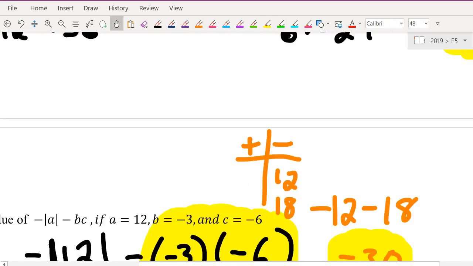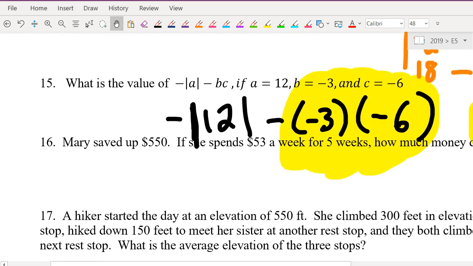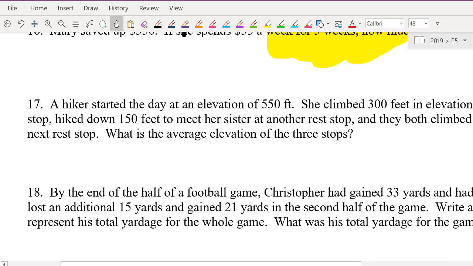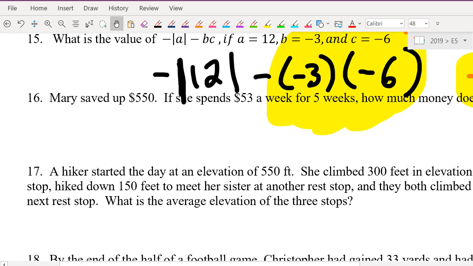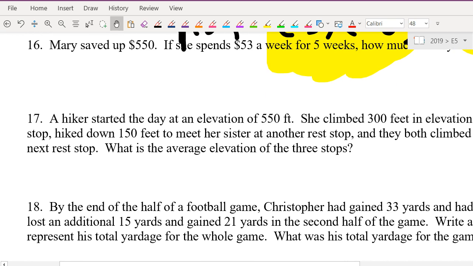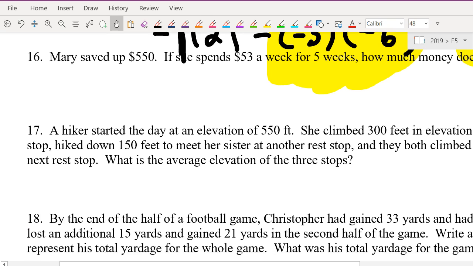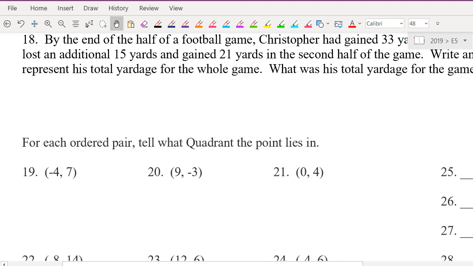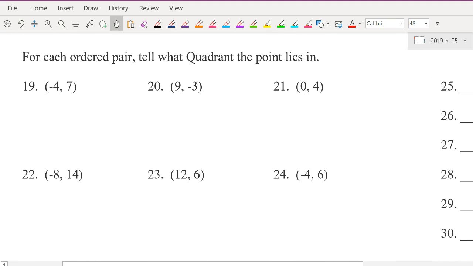Alright, we already did 15, right? Alright, now 16, 17, and 18. There aren't any word problems on the test, so I'm going to have you just do that for homework, the word problems. But we're going to do 19 through 24, all of that fun stuff. I was looking at the wrong thing.